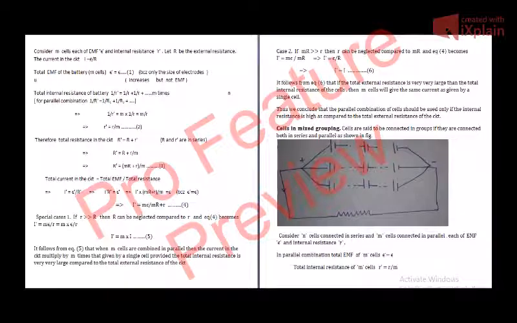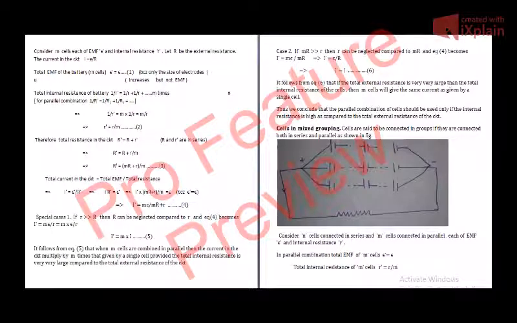Total current in the circuit is equal to total EMF by total resistance. This means I dash is equal to E dash by R dash. I dash R dash is equal to E dash. This implies I dash into (MR plus r) by M is equal to E, because E dash is equal to E. This implies I dash is equal to ME by (MR plus r).